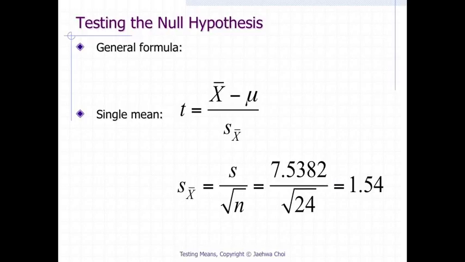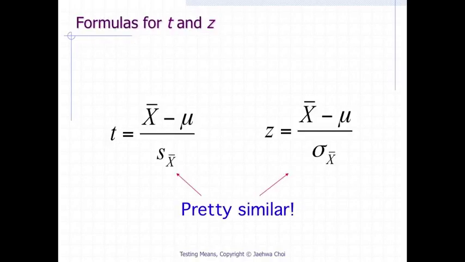To test the null hypothesis, we do a t-test. To compute t, we take a statistic, subtract the hypothesized value, and divide that by the estimated standard error of the statistic. Because we're testing a single mean, we take the sample mean minus the hypothesized value of the population mean and divide it by the estimated standard error of the mean. You might notice how similar this formula for t is to the formula for z that we saw earlier.